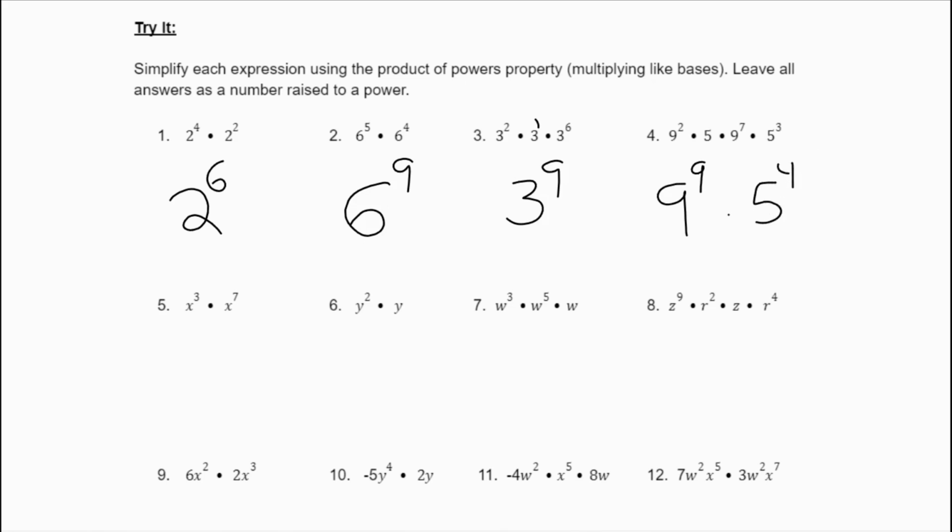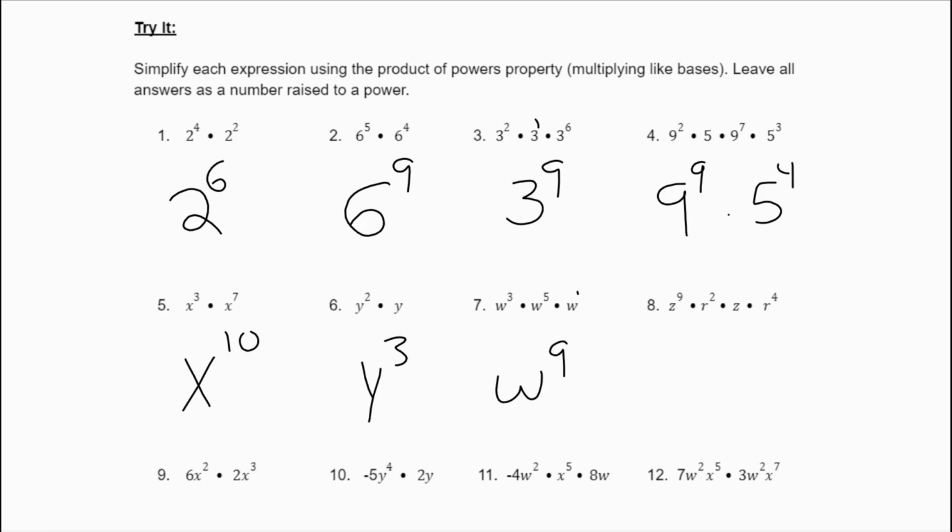Looking at number 5, now we have variables. Again, the variable is just acting as a base. So x to the third times x to the seventh, my base will stay the same, so I have x, and then 3 plus 7 is 10. y squared times y would be y to the third. w cubed times w to the fifth times w to the first is 3 plus 5 plus 1, which is w to the ninth.